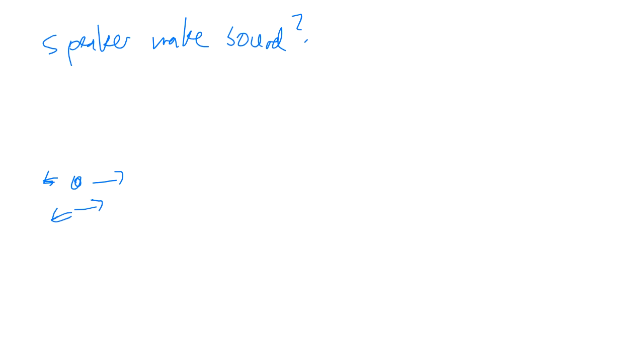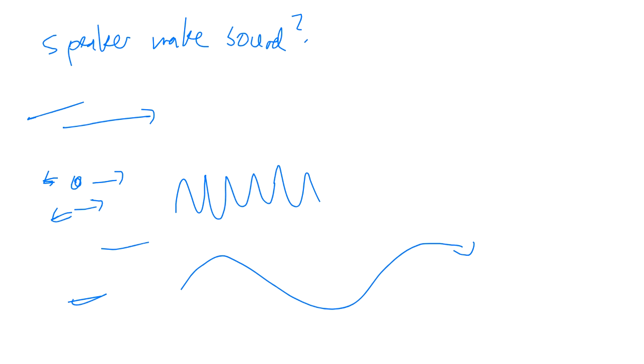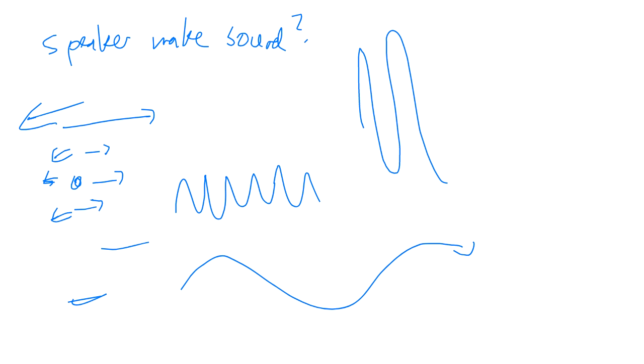So how does a speaker make sound? Fundamentally, a speaker is just an object that oscillates back and forth, creating a pressure wave. So if this speaker goes back and forth very quickly, it creates a high frequency wave. If it goes back and forth very slowly, it creates a low frequency wave. If it goes back and forth very far, it creates very high pressures, so that's louder. If it barely goes back and forth, it's not creating high pressures at all. Those are quieter.